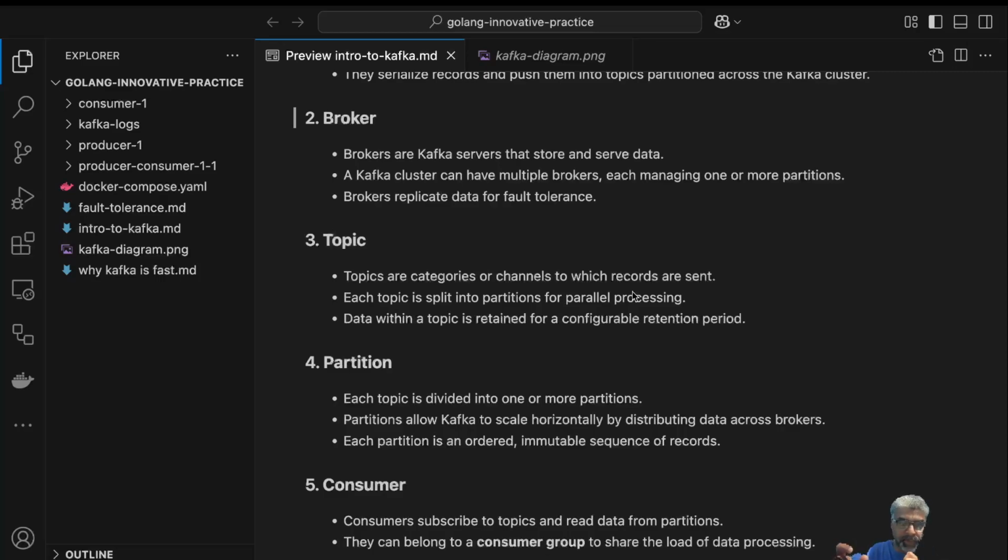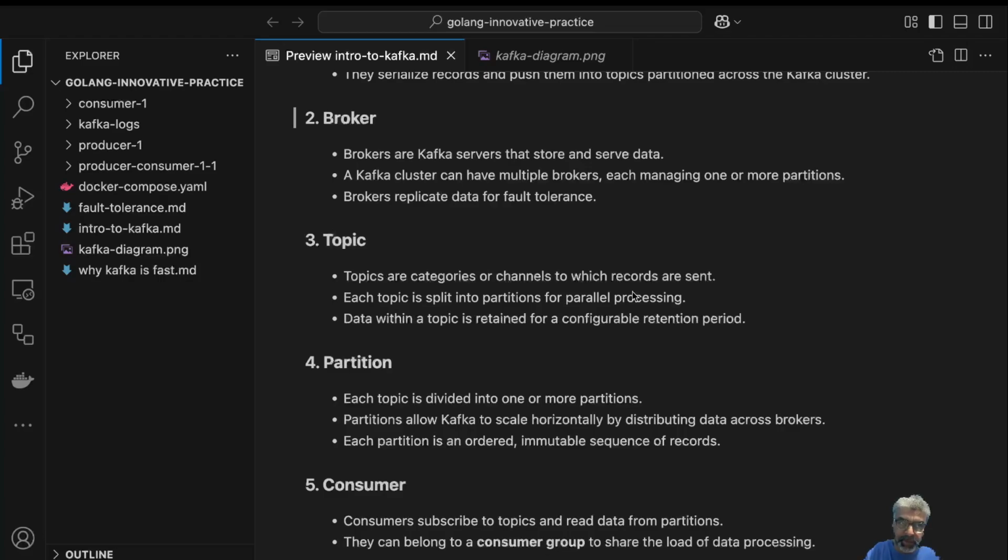What does each partition contain? Remember that each message that you send into Kafka is an immutable sequence of records. That means you cannot alter or tamper with the message once it is sent. That's it, it's logged. You cannot go and recall or revoke the message or tamper with it. It has a timestamp. It's event information.